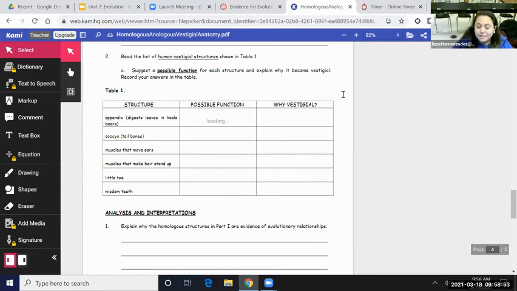So I'm going to give you 10 minutes. If you only get to 1 or 2 of these, that's fine. You don't have to do the whole thing if you run out of time. But with each of these structures, tell me, what do you think their function could possibly be or possibly was? And then tell me, why do you think it became vestigial? Why do you think we don't need them anymore? And this is just what you think.